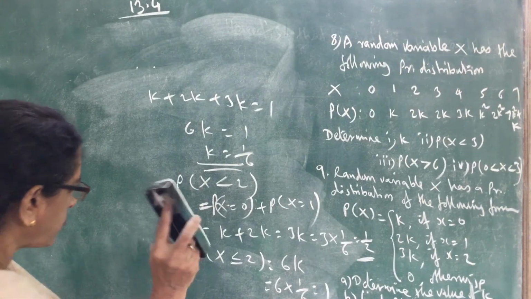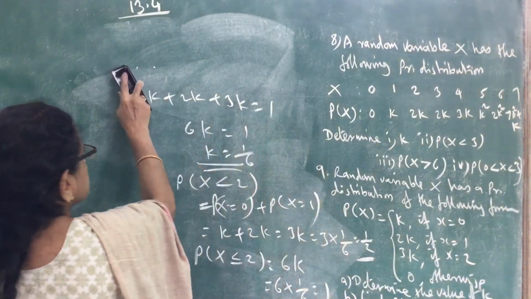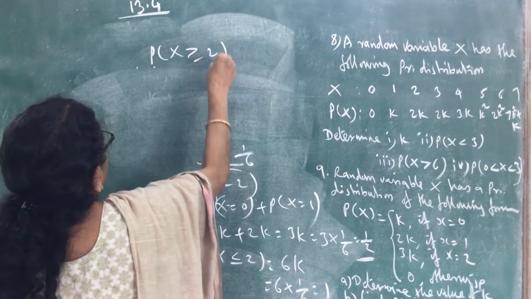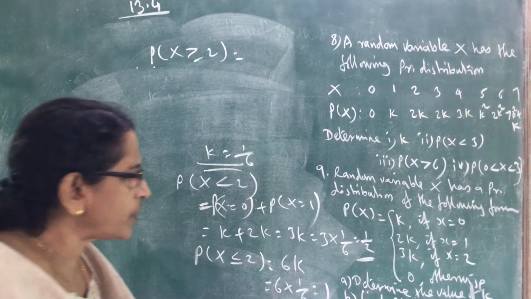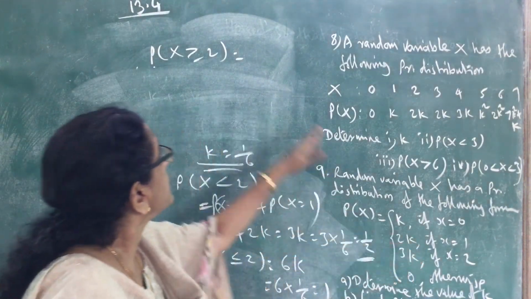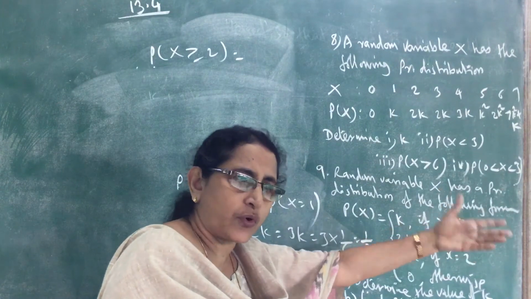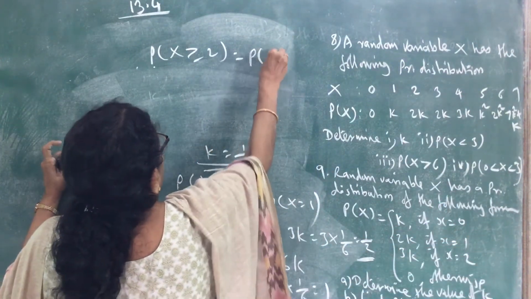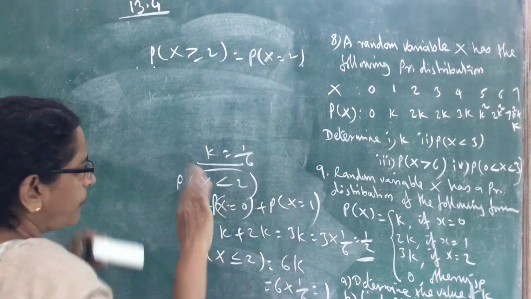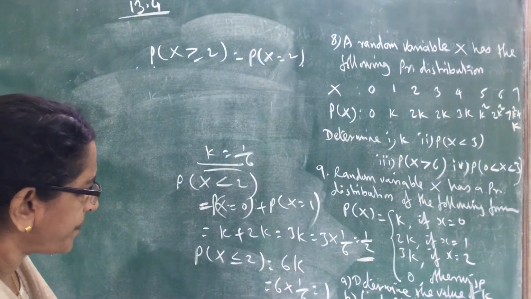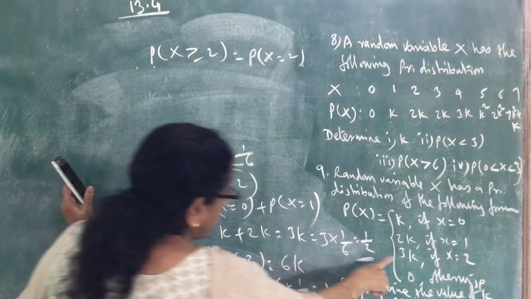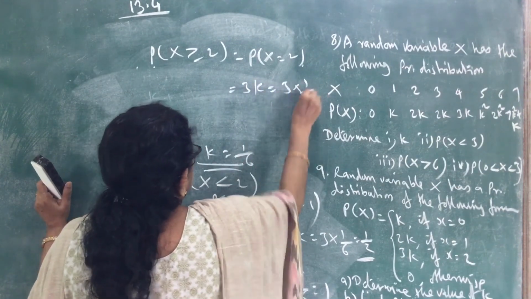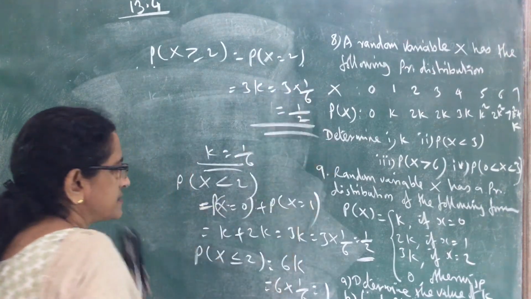Next, probability that x greater than or equal to 2. That is greater than or equal to 2 means only equal to 2. So we can take only probability x equal to 2. More than 2, the probability is 0. So probability that x equal to 2, only 3k. So that is 3 into 1 by 6, that is 1 by 2. This is the answer. Okay.